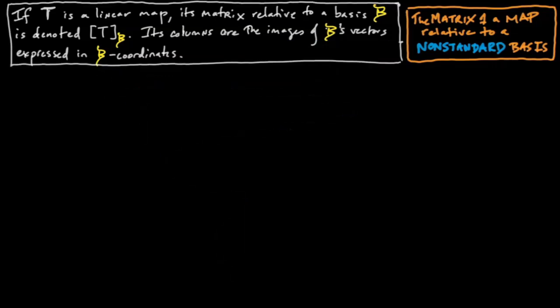And notice that what we learned back in chapter 3, when we were only working with the standard basis, is just a special case of this more general picture. In that special case, we would still have a linear map, and we were just finding its matrix relative to the standard basis, E. We didn't use this notation because we didn't have different bases among which we had to distinguish. But its columns, of course, were the images of the standard basis vectors. And of course, we expressed them in standard coordinates because that's all we were working with. This merely generalizes that to any basis.